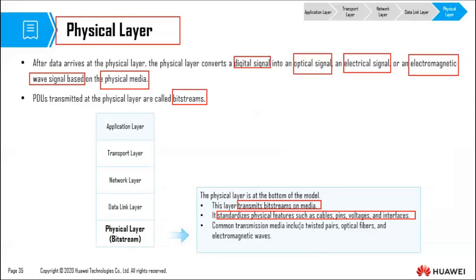And common transmission media include twisted pairs. Twisted pairs are simply these cables you're seeing here. Next time I'll come with them. Also we have optical fibers, and we have wireless that uses electromagnetic waves. Okay.